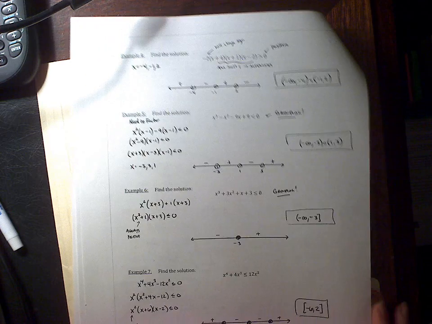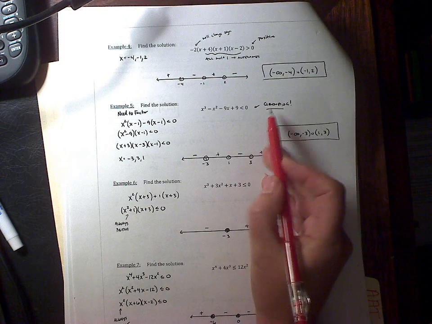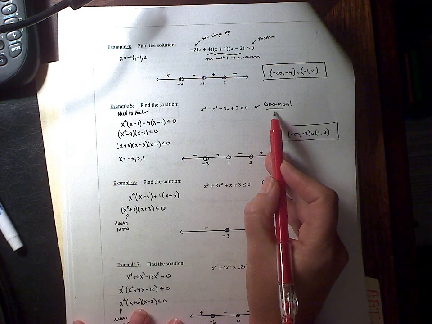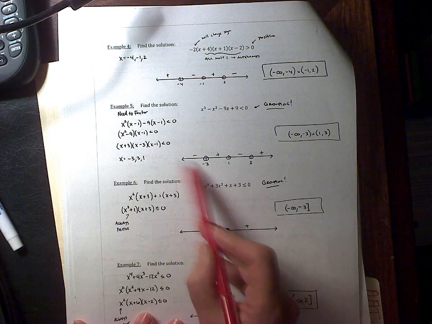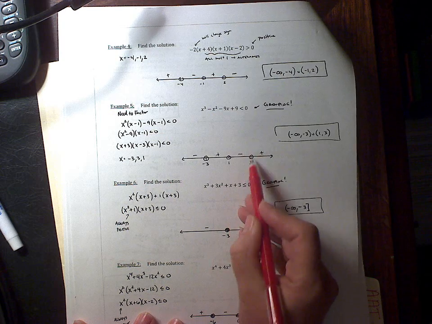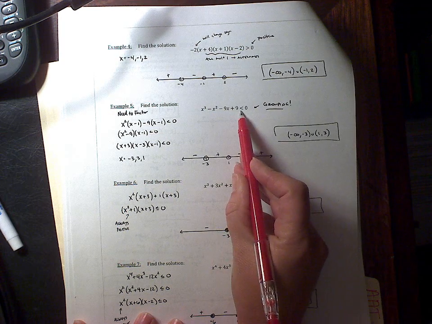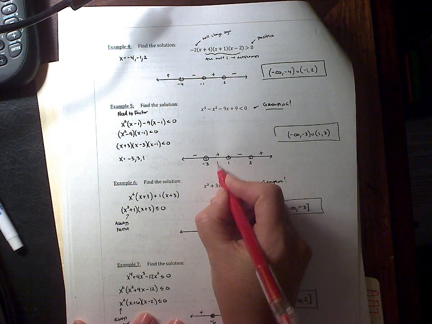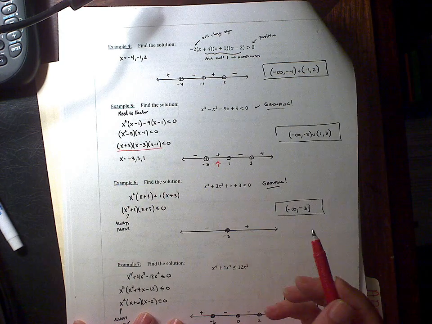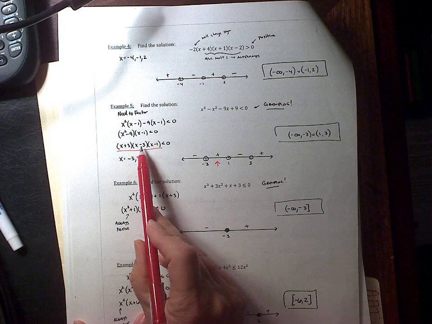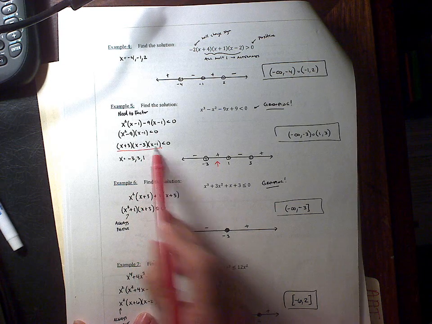Okay, and here are those last couple. This one, like I said, does work with factor by grouping. Your roots end up being -3, 3, and 1. Put them on a number line. They're open because it's not equal to. If I plug in 0, which is in this area, and I plug it in the factored form, it's so much easier. I'm going to get a positive times a negative, which is a positive.